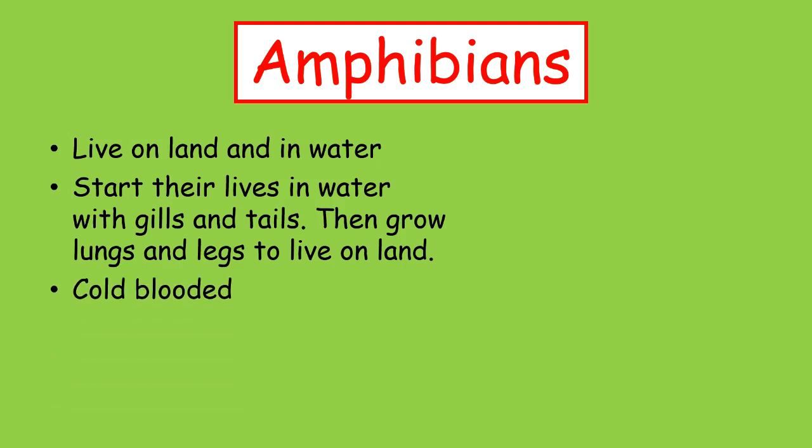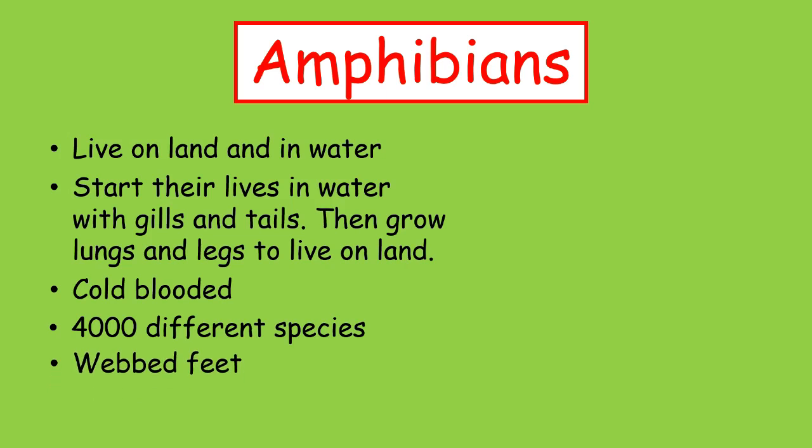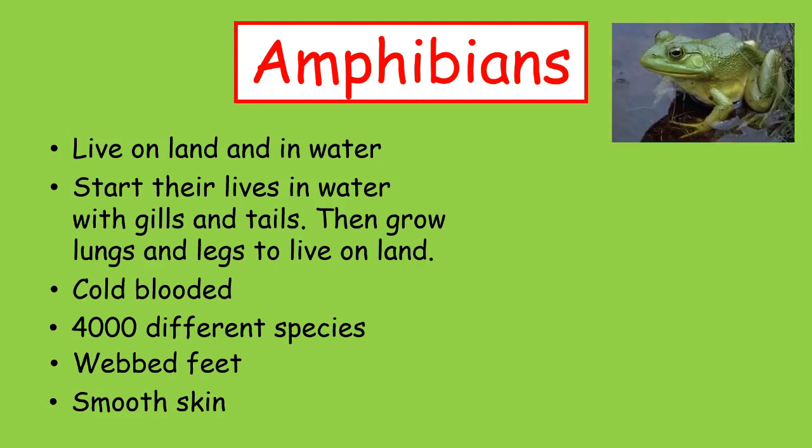Amphibians, just like reptiles, are also cold-blooded. There are 4,000 different species of amphibians around the world. That is a lot. They have webbed feet. Now that means that there is some skin between their toes. So we'll look more closely at them. If you've seen frogs, you'll know what I mean. Their skin is very smooth, which means that the water doesn't stay on their skin when they come onto the land. Here we have a frog.